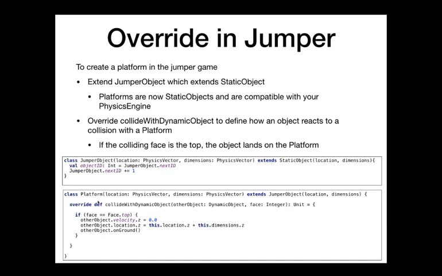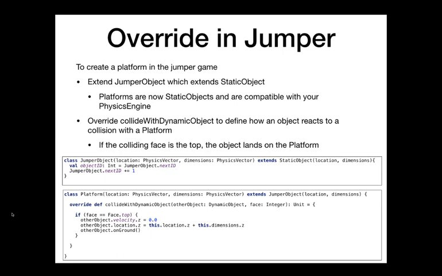Then I have the platform class, which is going to extend jumper object. So by transitivity again, platform extends jumper object, which extends static object. So the platform is a static object. But I get to add more functionality to the static object, more than what the physics engine cared about. I get to add more functionality that's game specific and actually get features in my game, but still leverage the physics engine.